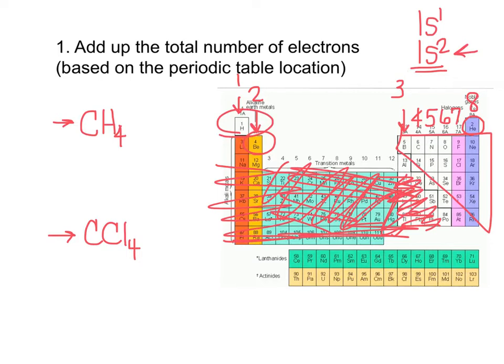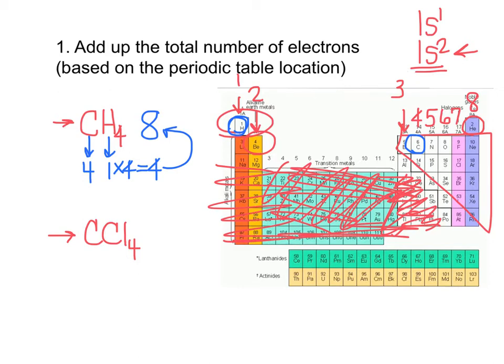So first we're going to find carbon. Carbon is right over here, and it has 4 valence electrons. So 4. Hydrogen, right here, has 1 valence electron, and there are 4 of them, so we're going to multiply that by 4, and so our total number of electrons in our hydrogen is 4. Add this together, the total number of electrons we need to place for methane is going to be 8.